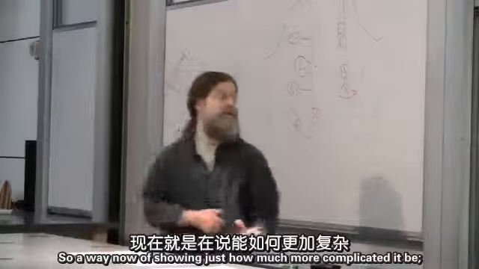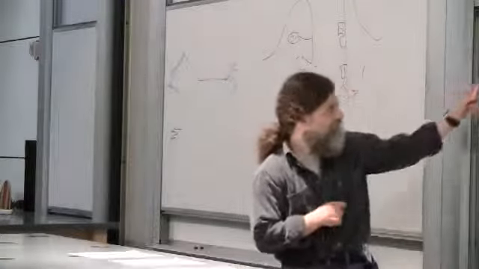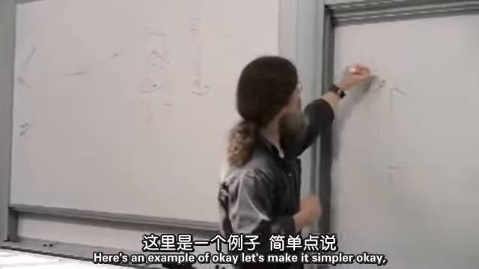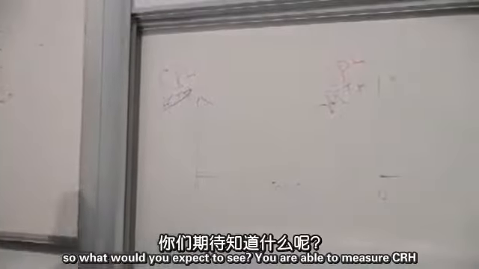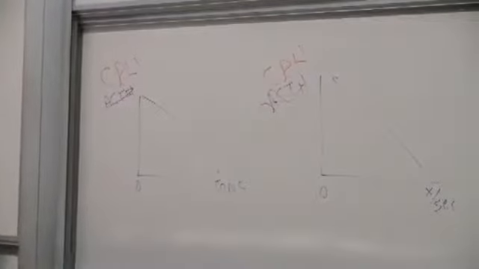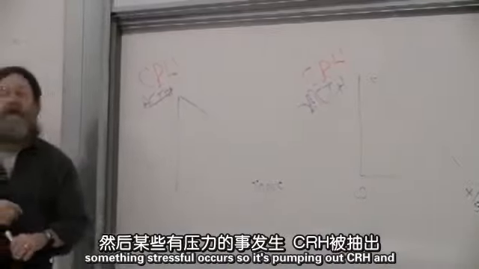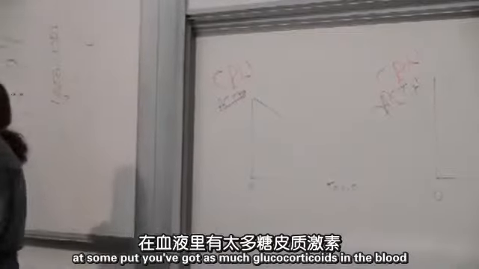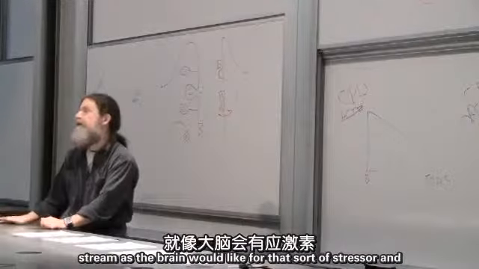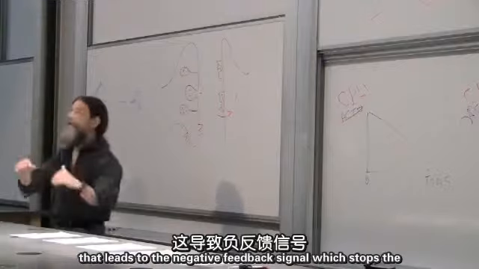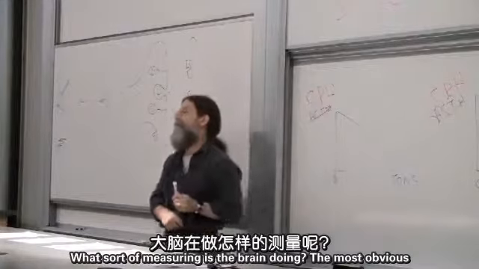So a way now of showing just how much more complicated it can be. So what would you assume is the general rule? Here's an example of, okay, let's make it simpler. Okay, so what would you expect to see? You are able to measure CRH coming out of the base of the hypothalamus, and the deal is something stressful occurs, and so it's pumping out CRH, and at some point you've got as much glucocorticoids in the bloodstream as the brain would like for that sort of stressor, and that leads to the negative feedback signal, which stops the hypothalamus from releasing CRH. What sort of measuring is the brain doing?